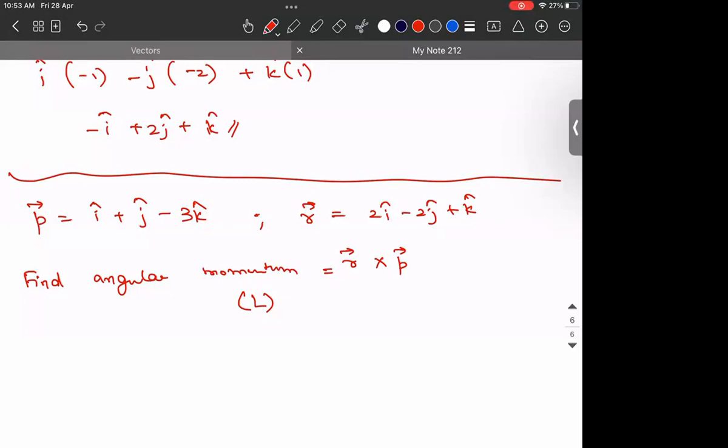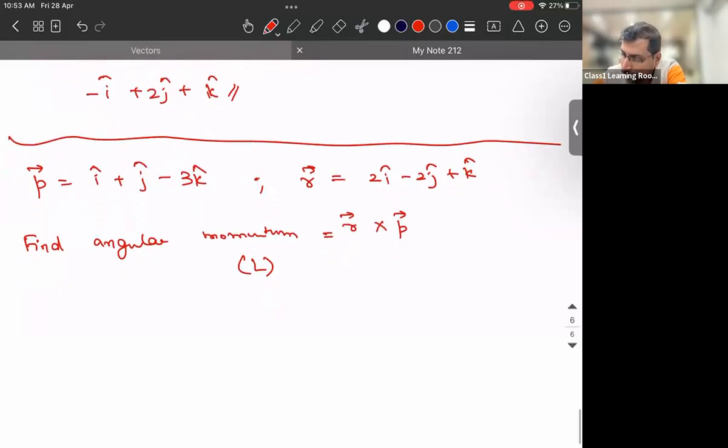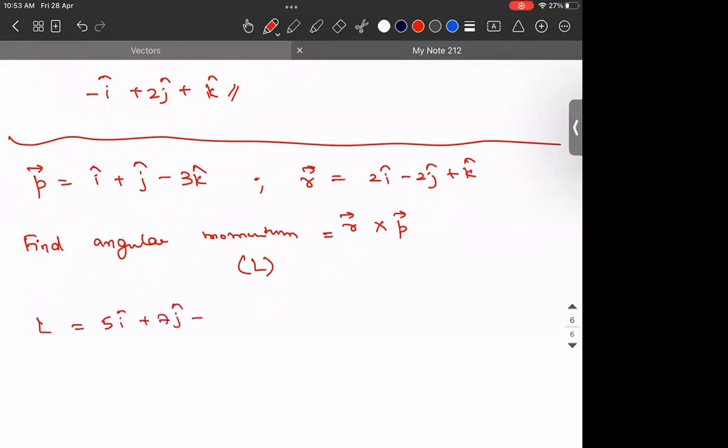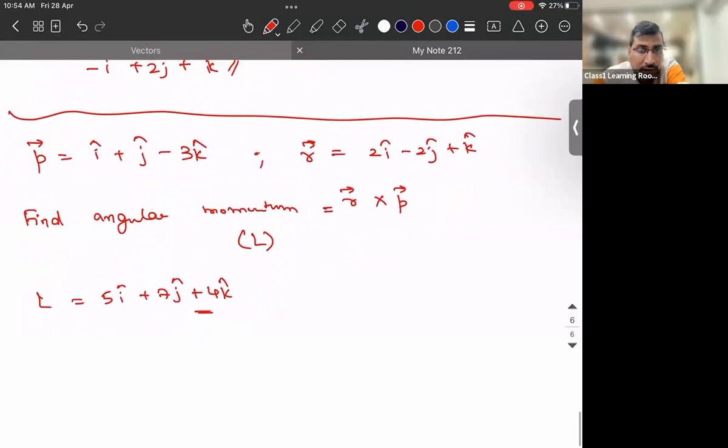5 I cap plus 7J cap plus 4K cap, I think, sir. How much are you getting? 5 I cap plus 7 J cap plus 4K cap. Right, that's right. Okay, since everyone is getting the same answer, not checking it.